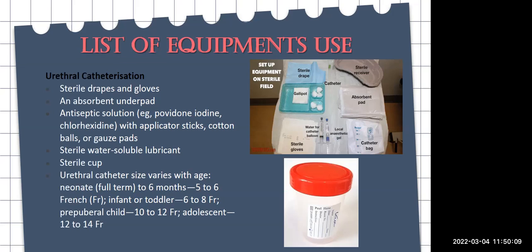So what is the list of equipment that we need? The first one is sterile drapes and gloves. Second is an absorbent underpad. Third is antiseptic solutions such as povidone iodine and chlorhexidine with applicator sticks. And then cotton ball or gauze pad, sterile water-soluble lubricant, and sterile cup as in the picture below. The urethral catheter size varies according to age. For neonate full-term to 6 months, we use 5 to 6 French. For infant or toddler, 6 to 8, pre-pubertal child 10 to 12, and adolescent 12 to 14. Next.